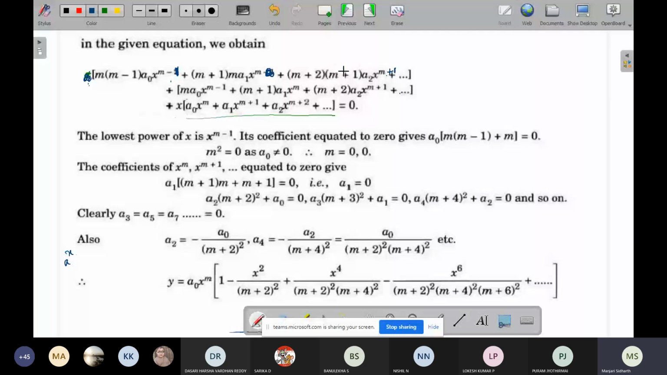So here in the first term, the lowest power of x is x power m minus 1. Here the lowest power of x is x power m minus 1. Here the lowest power is m plus 1, right? That means here you will get m plus 1, m plus 2, m plus 3. So overall, the lowest power of x is x power m minus 1. Now its coefficient, 1 is here, m minus 1, a naught.